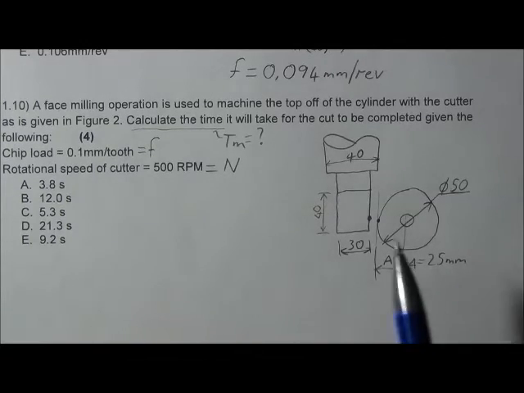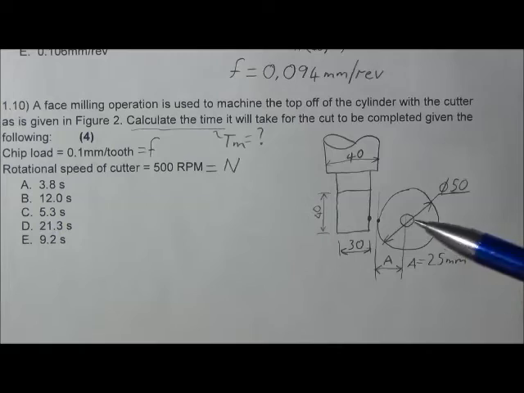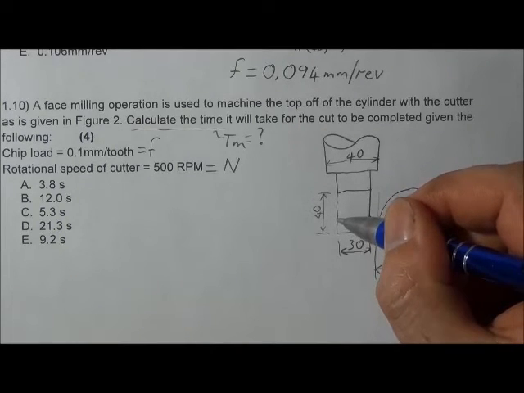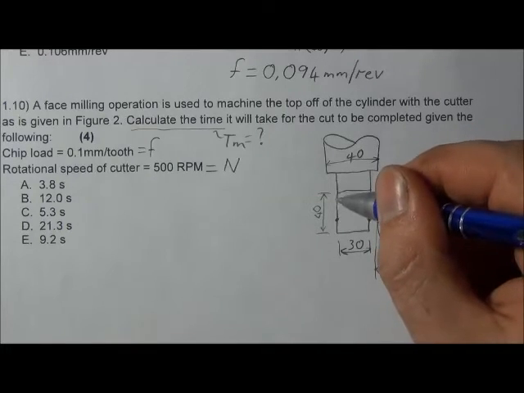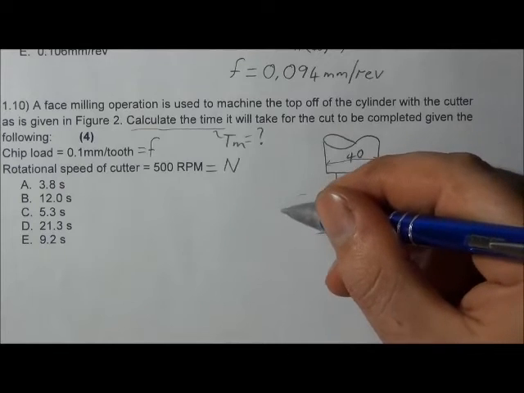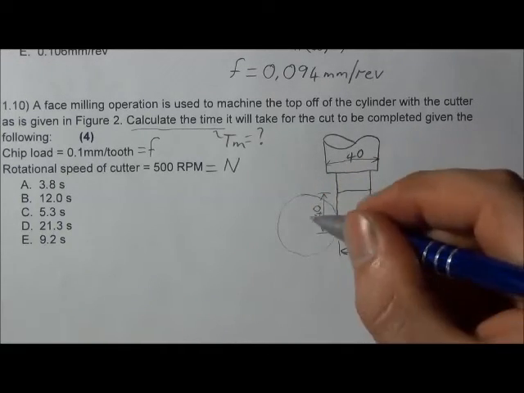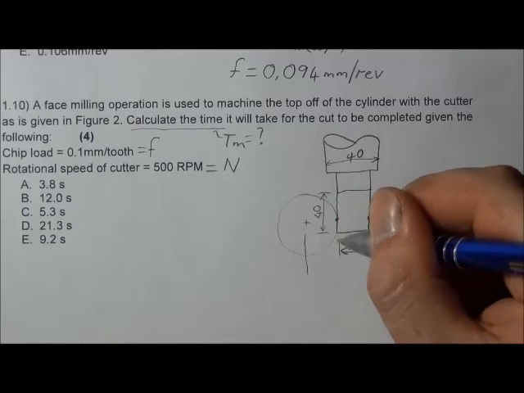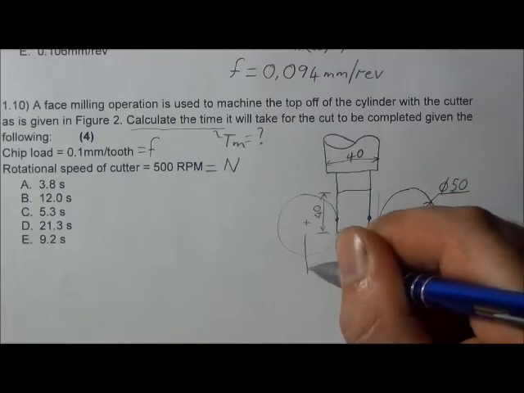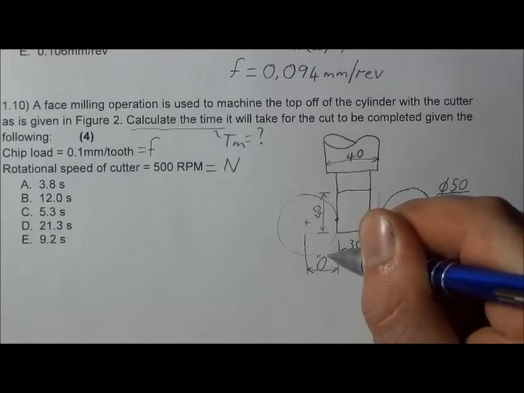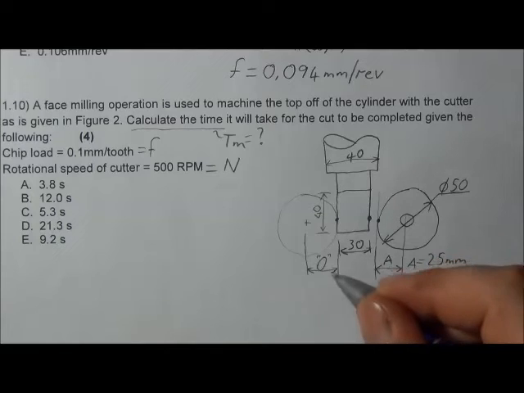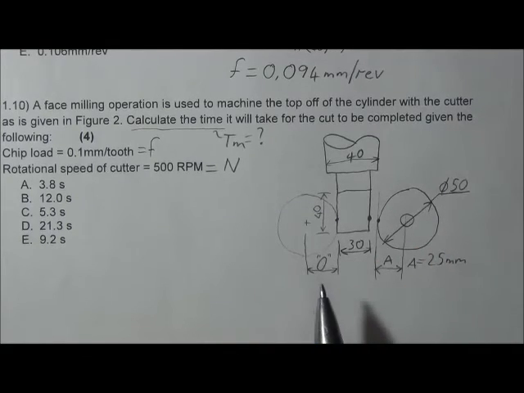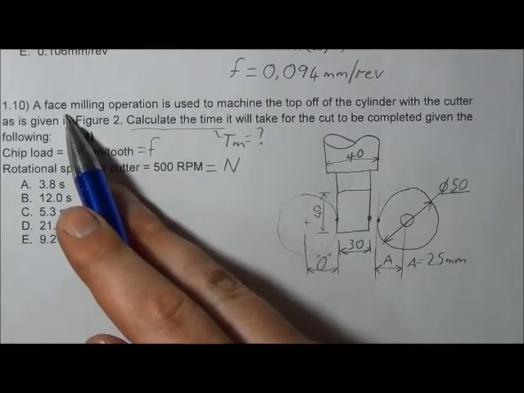Now the question said it is a face milling operation, so after we are done cutting to this point, we actually need to over travel the work part as well. I'm just putting the quotation marks there so you know it's an O and not a 0. So this side we have our approach distance, there we have our over travel distance. And it is over travel because it is a face milling operation.